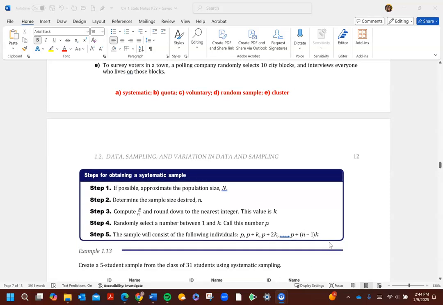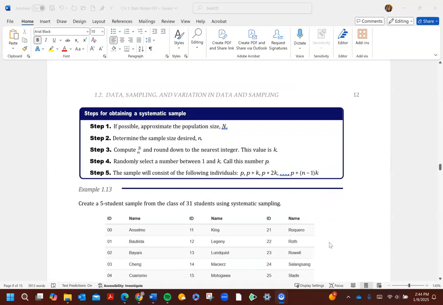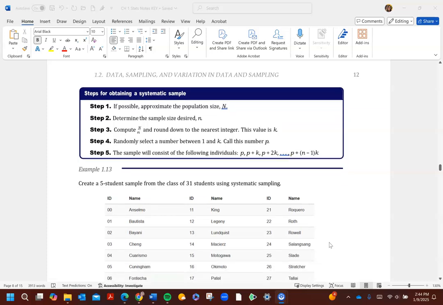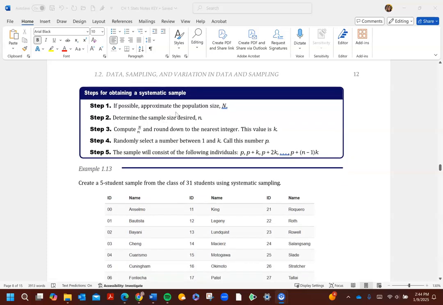Okay, now we're going to look at steps for obtaining a systematic sample. So step 1, we want to approximate the population size capital N if possible. Determine what size we need, and a lot of times we want at least 30 in our sample. Step 3 is compute capital N over n and round down to the nearest integer. We'll call that value k. Then we're going to randomly select a number between 1 and k, and we'll call that p.